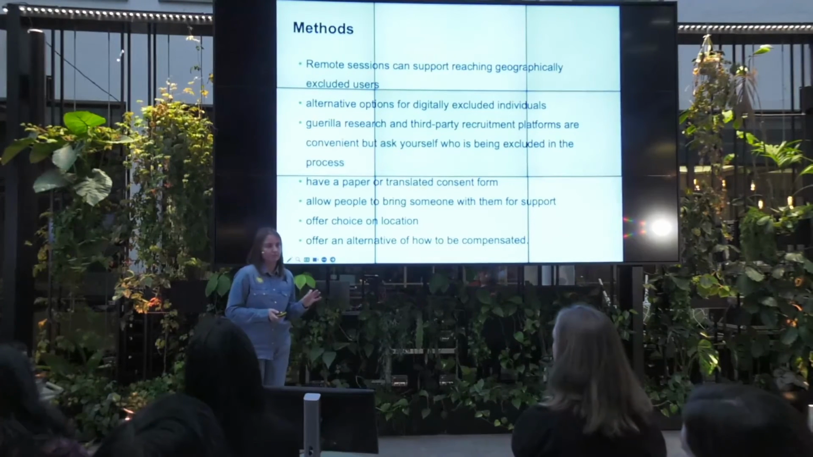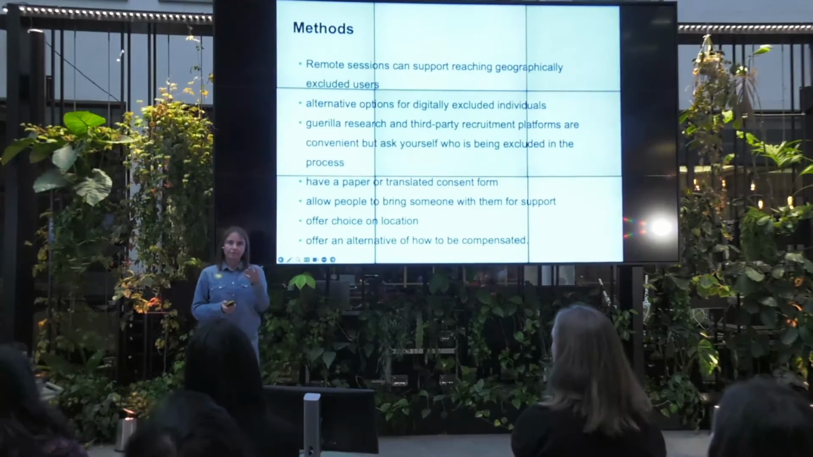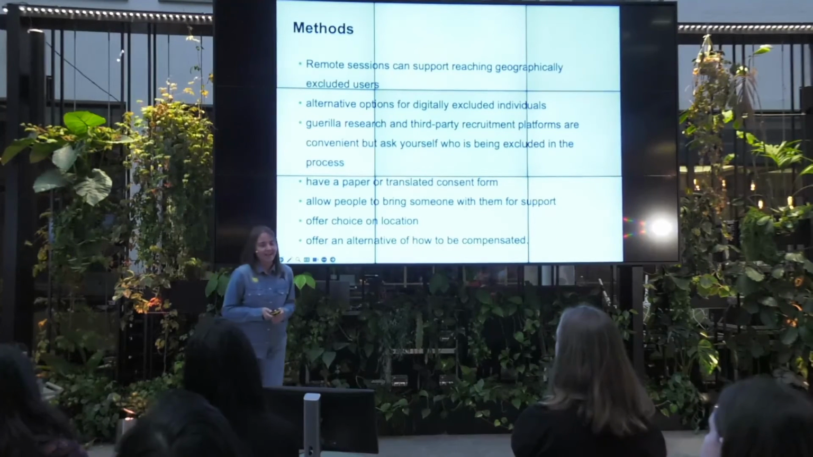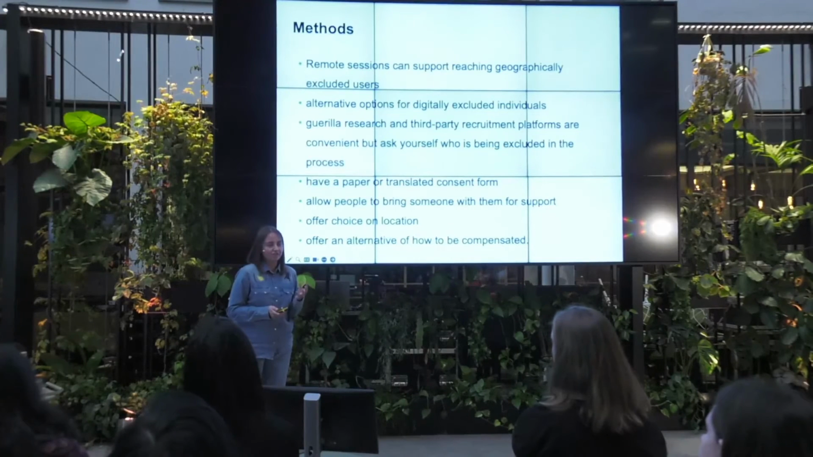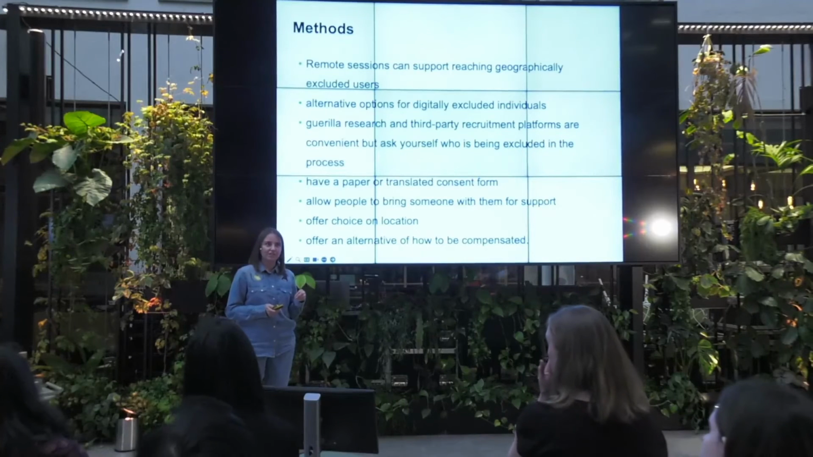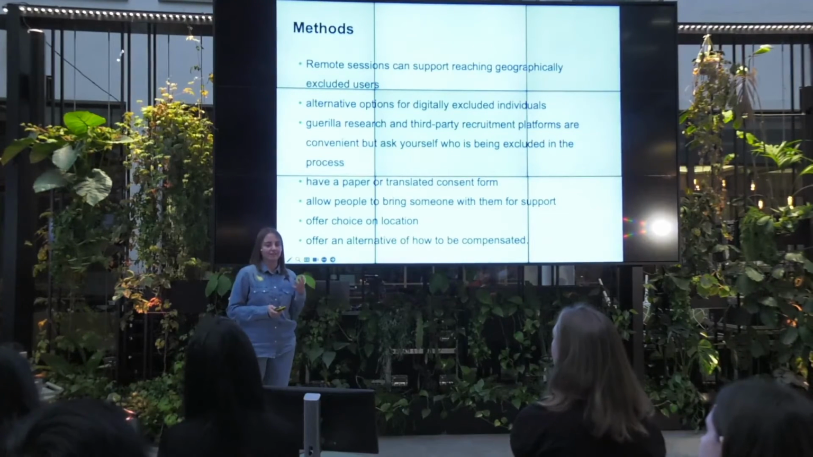The last bit in here is sometimes it's easier to offer vouchers, whatever that is. It's just a good idea to ask your users how they would like to be compensated. And if you can make some changes and accommodate that, this always, again, builds trust. So it's a good thing to think about, just understand what the people that are going to use your service prefer.